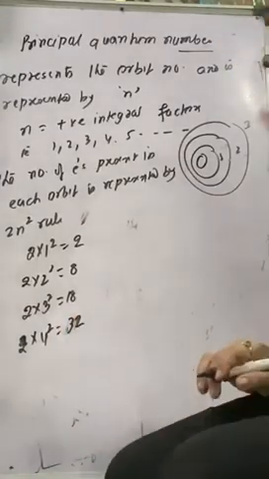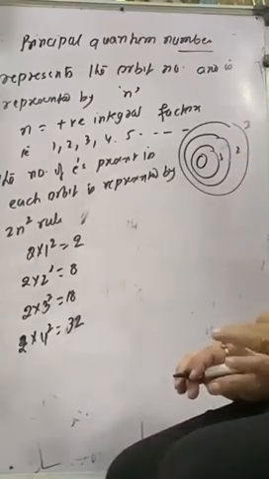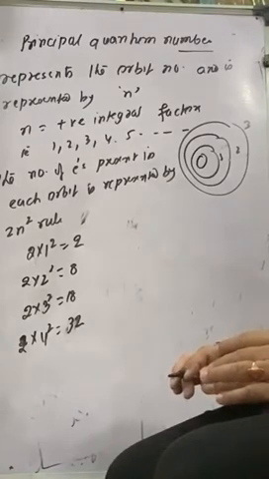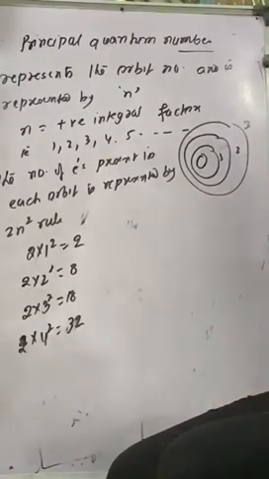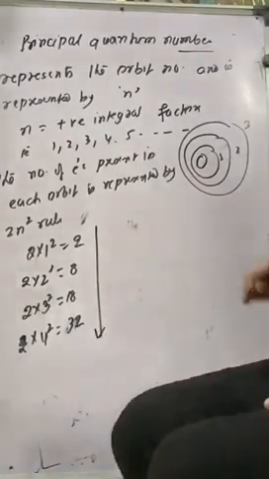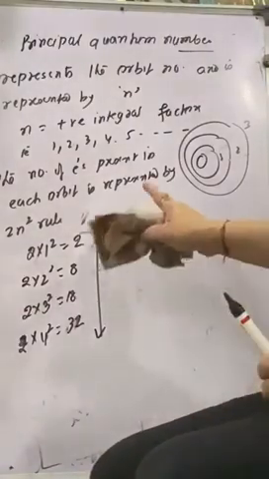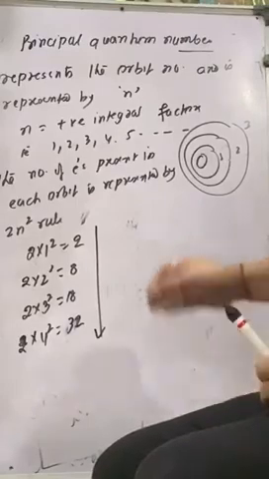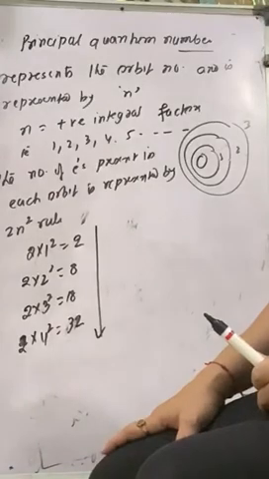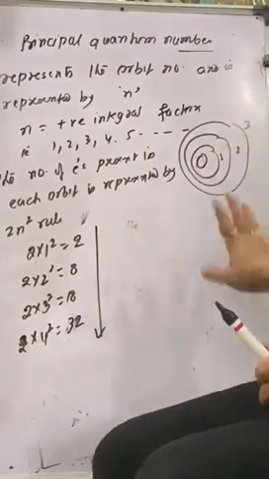The number of electrons present in each and every particular orbit is represented by the 2n square rule, and that is 2, 8, 18, 32, and so on. Is it okay or not okay? This is how we represent the principal quantum number. The principal quantum number is represented by small n and it represents the orbit number, which is designated by positive integral values, that is 1, 2, 3, 4, 5, and so on. Okay, and this is how we go for it.